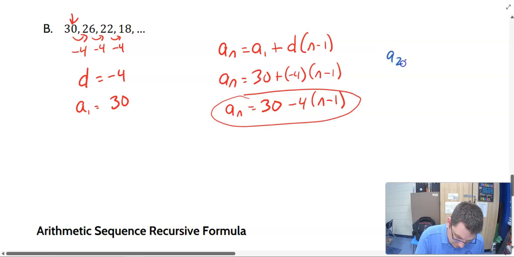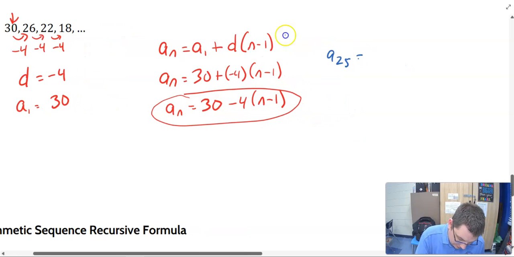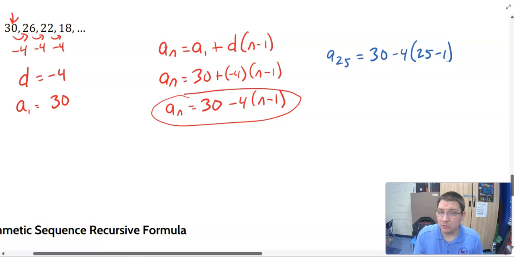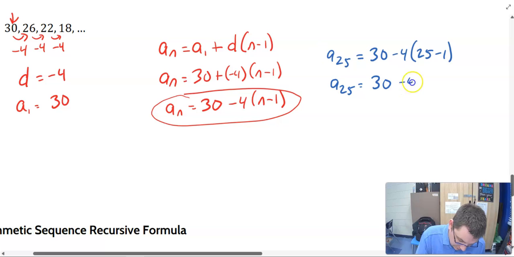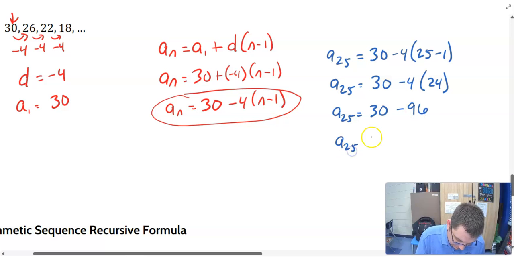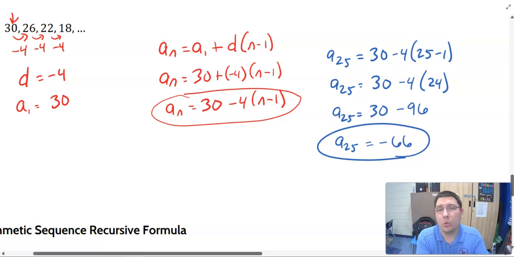And so a sub 25 is equal to 30 minus 4 times 25 minus 1. 25 minus 1 is 24. So a sub 25 is equal to 30 minus 4 times 24. Negative 4 times 24 is going to be negative 96. And so a sub 25, 30 minus 96, is negative 66. So the 25th term of this sequence is negative 66.